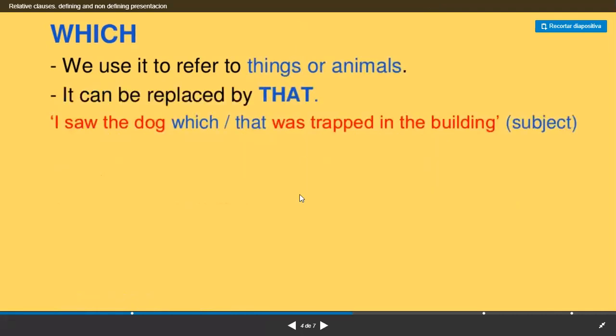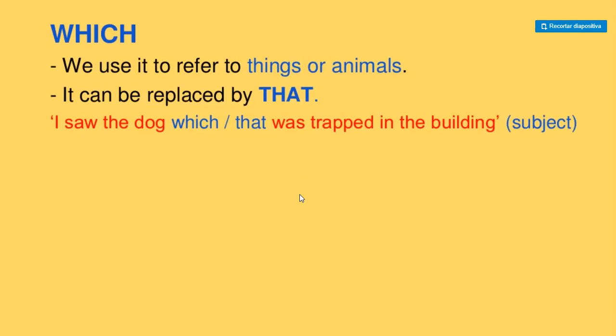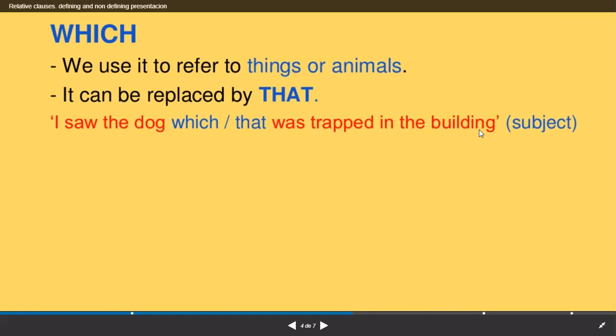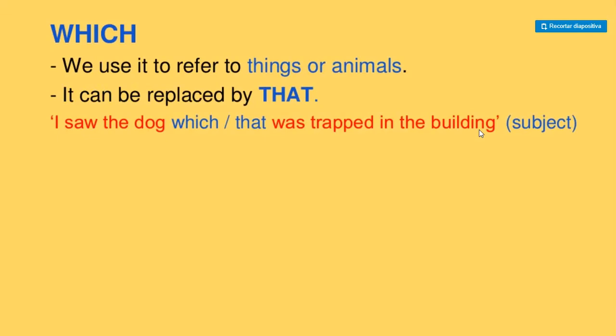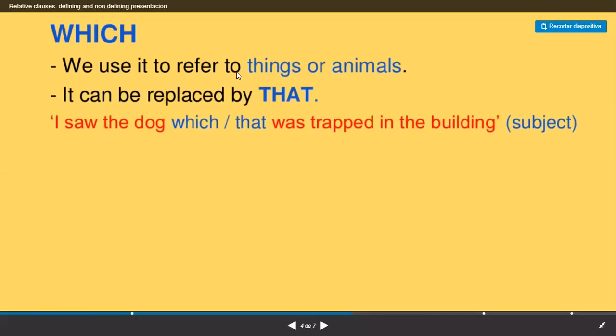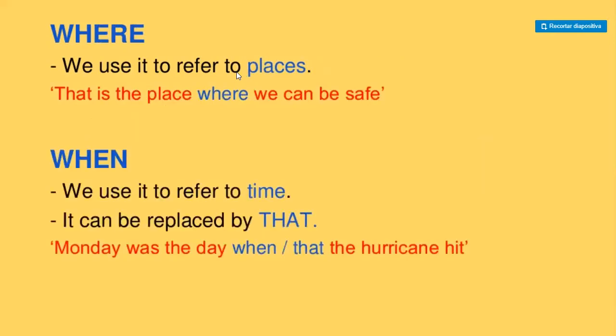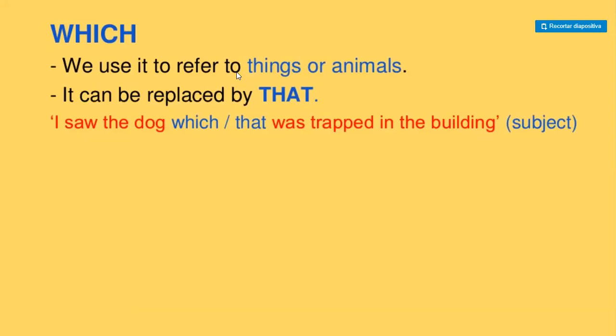The other one is which, and we use it to refer to things or to animals. It can also be replaced by the word that. Here are some examples. I saw the dog which or that was trapped in the building. As you can see, this is the subject. It is referring to the dog. Then, teacher, which means in Spanish, el cual. Yes, el cual, la cual.